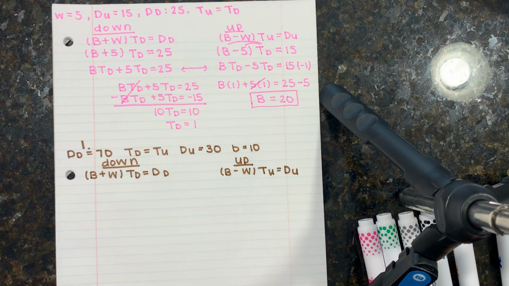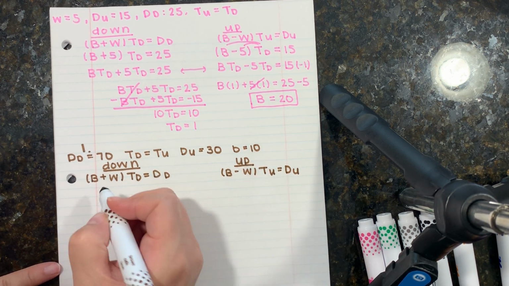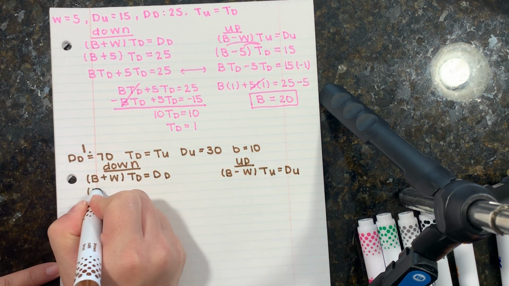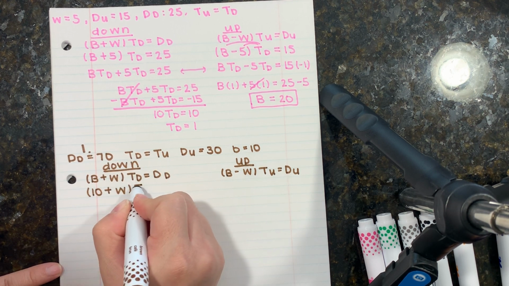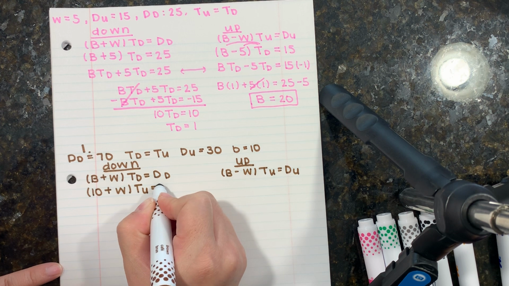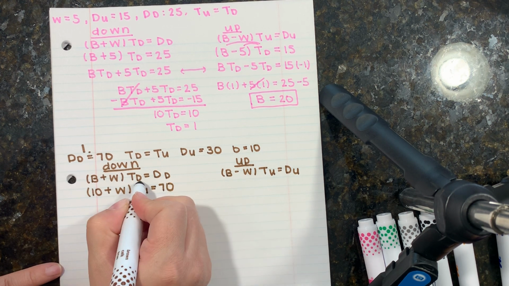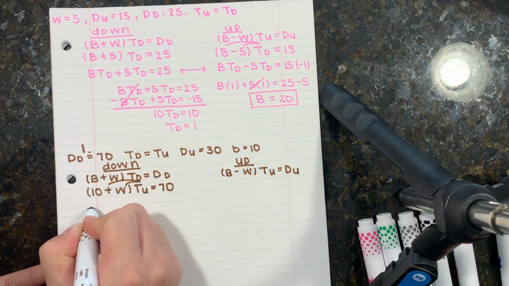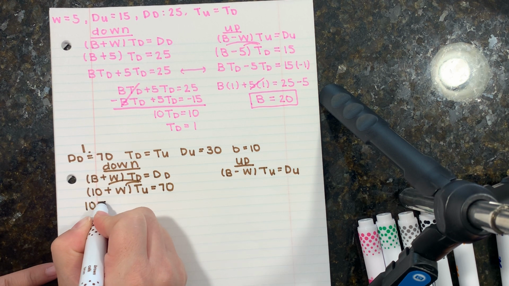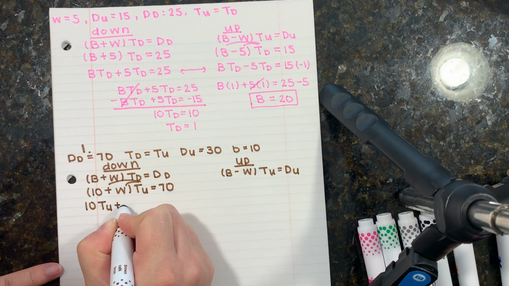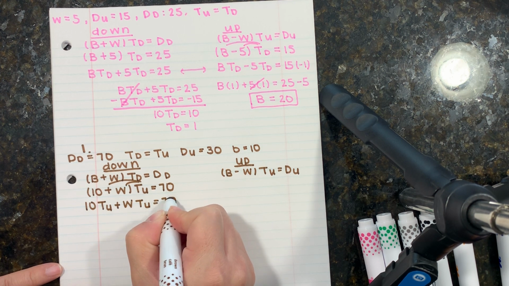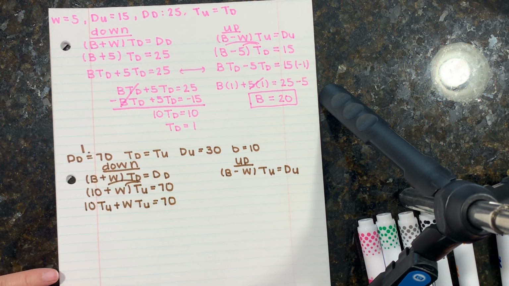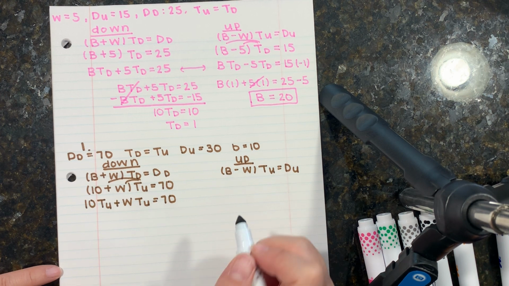So I'm going to input what I have. I know that my speed of the boat is 10, so that would be 10 plus W. I'm going to change my TD to TU, and DD is equal to 70. So when I distribute my TU, I'm going to get 10 TU plus WTU equals 70. Now I'm going to pause with that equation and I'm going to work on my upstream equation.